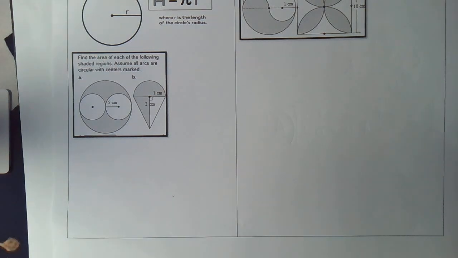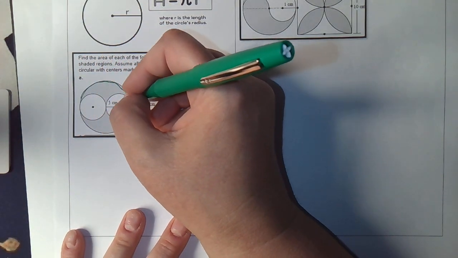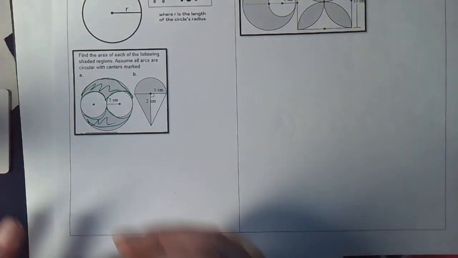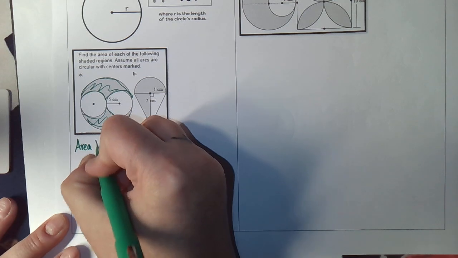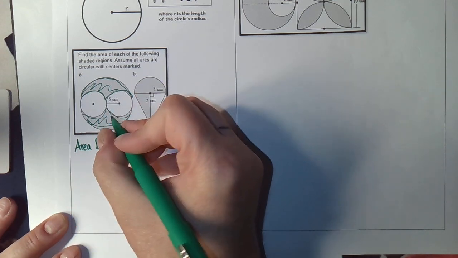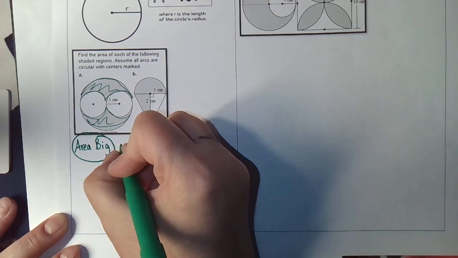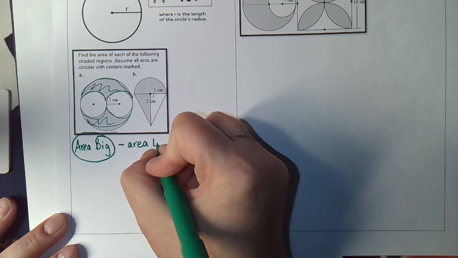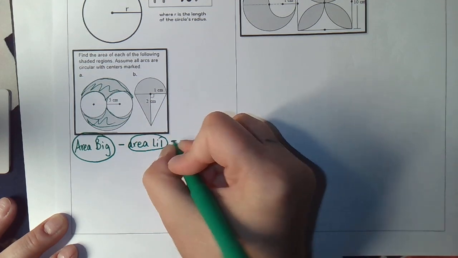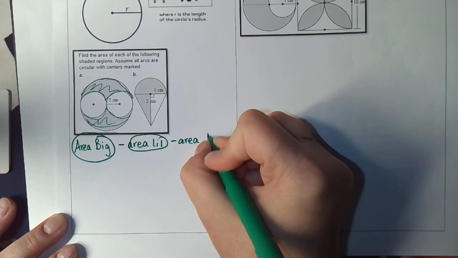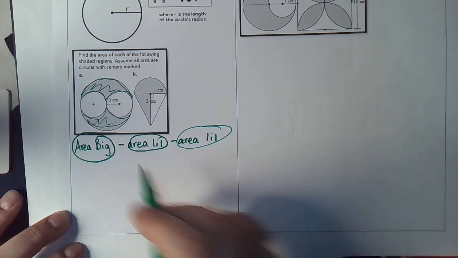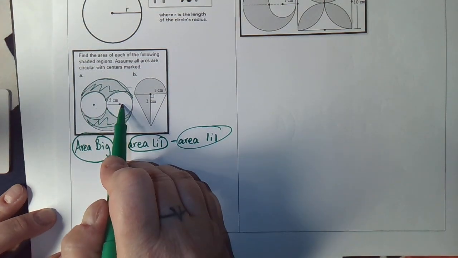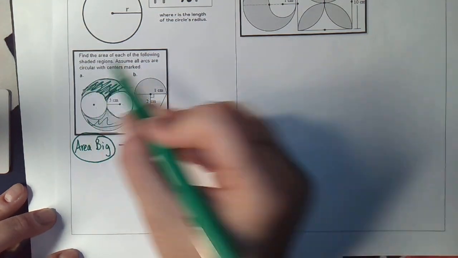Okay, so we want to know the area of just this shaded region. Well, let's see here. We can find the area of the big circle minus the area of the little circle, minus the area of the other little circle. So we're going to take the big guy, his area, then we're going to subtract off these little guys, and it should give me what's left over.